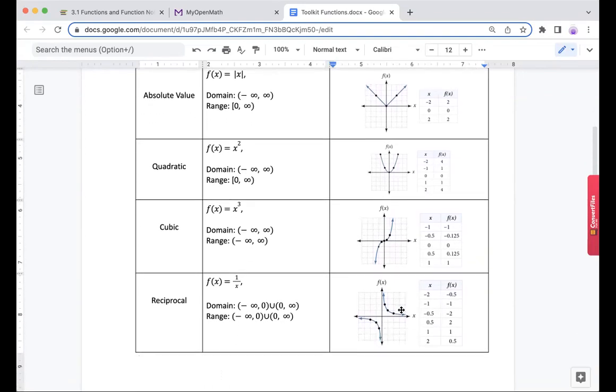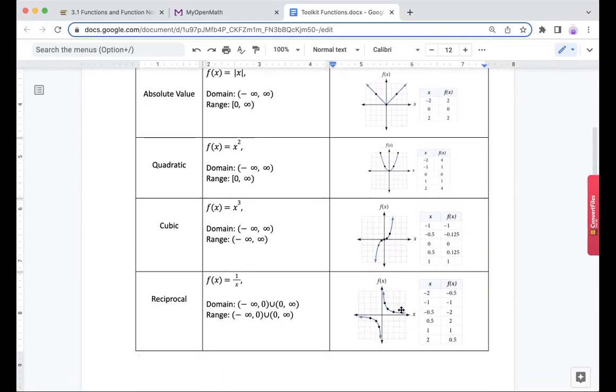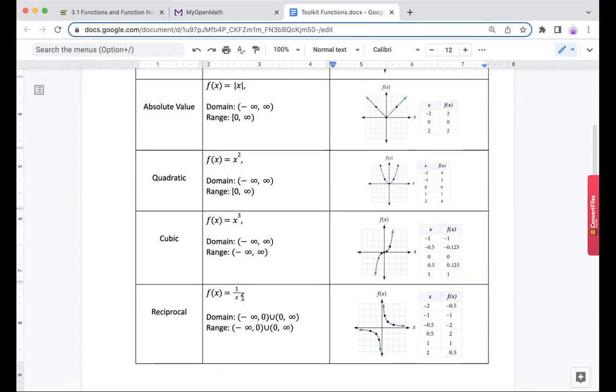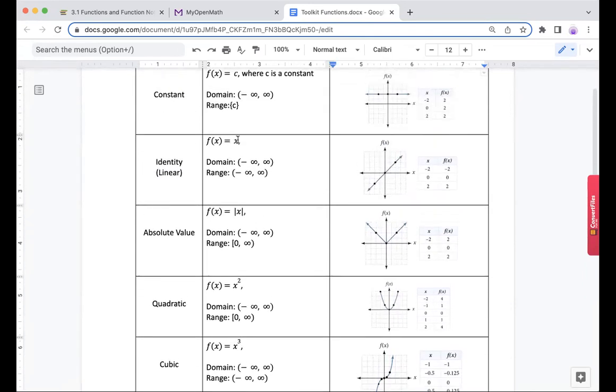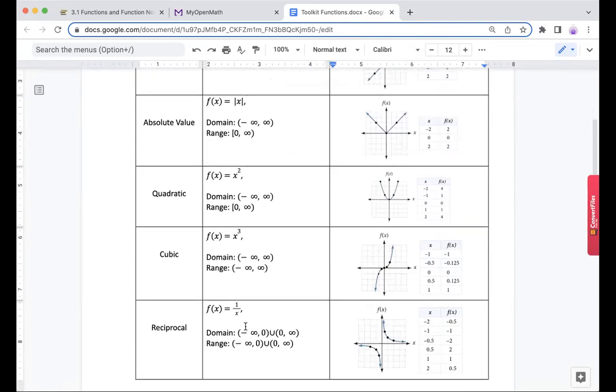The reciprocal function looks like this right here, 1 over x. It's called reciprocal because it's like x over 1, and you flip it over. So reciprocal right here, you have 1 over x. Now this function has something very special. If you plug in 0 here, you put it in your calculator, it will say there's no such value.